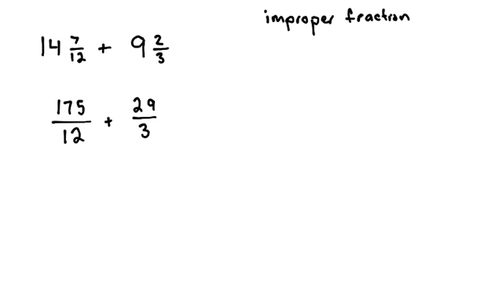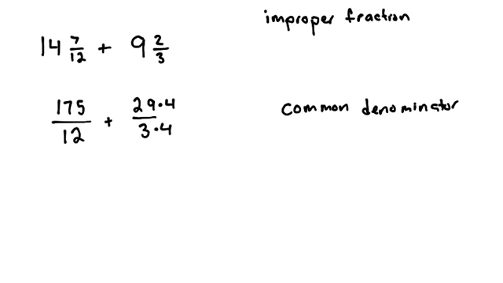In order to add fractions, we have to get a common denominator. So our current denominators are 12 and 3. In order to make the same denominator, if we multiply 3 by 4, we can get it up to 12. So let's make common denominators of 12. And what we do to the denominator, we have to also do to the numerator of a fraction. So we have to multiply the numerator 29 by 4 as well.